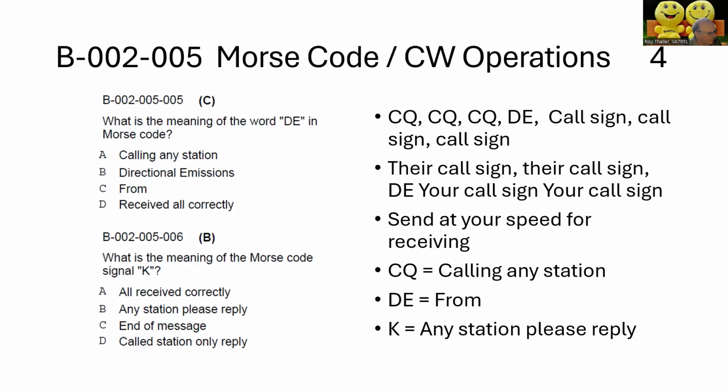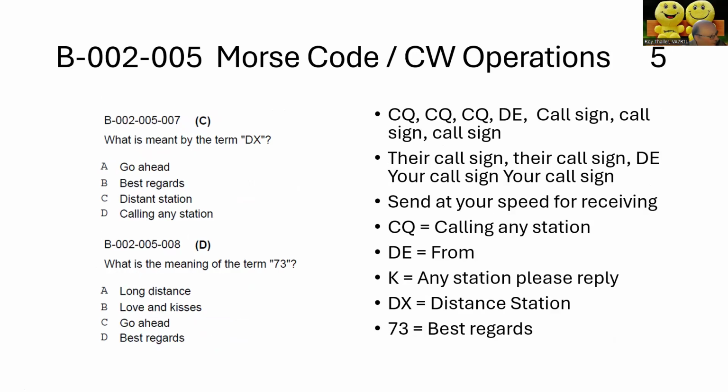What is the meaning of K in Morse code? So K is any station, please reply. What is meant by the term DX? So DX means a distant station. What is the meaning of the term 73? So 73 means best regards.